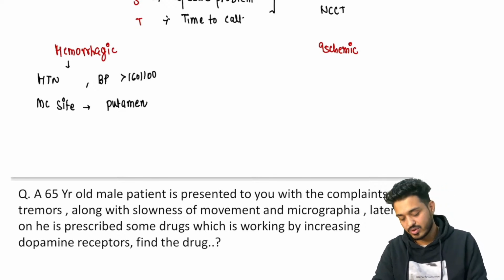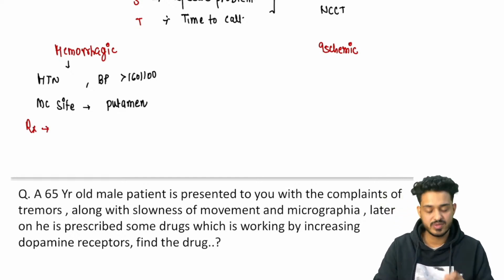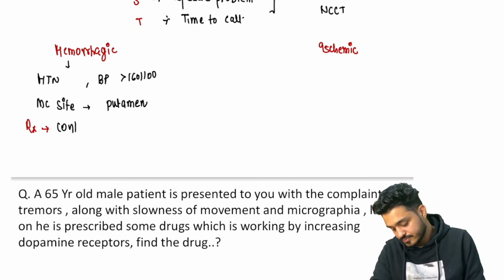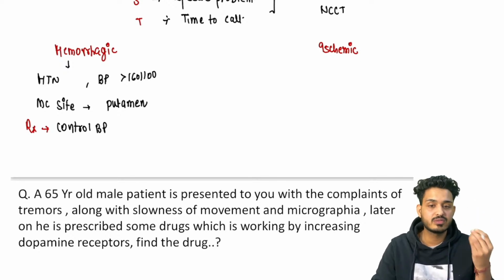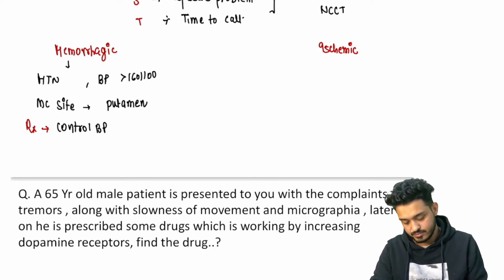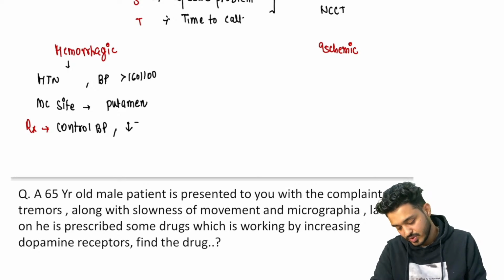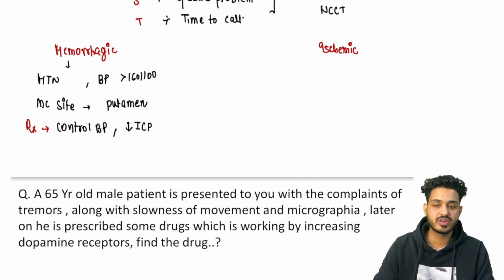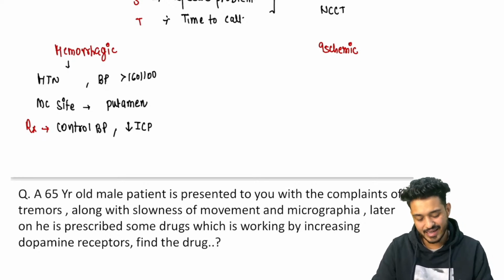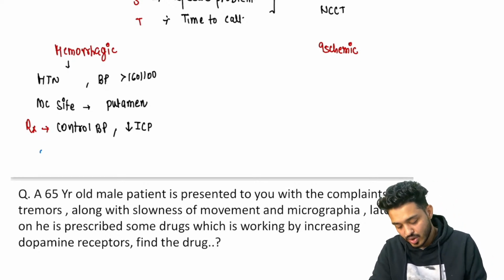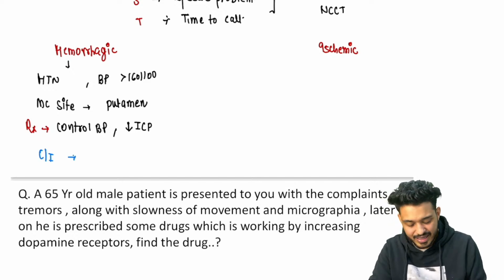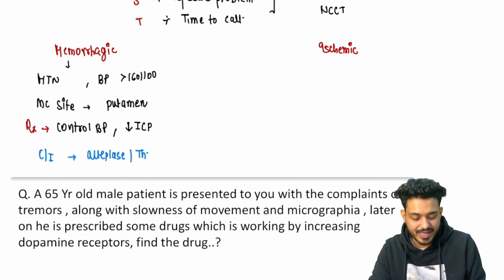For the treatment of this hemorrhagic stroke, what you are going to do, you are going to control the BP of the patient. Okay, you are going to control the blood pressure. The pressure in the brain will be high because of loss of fluid, loss of blood. So you are going to manage that. You are going to decrease the intracranial pressure. Remember, here you are not going to use, what is contraindicated, your alteplase, it is contraindicated. Your thrombolysis is contraindicated. बात समझ में आ रही है?